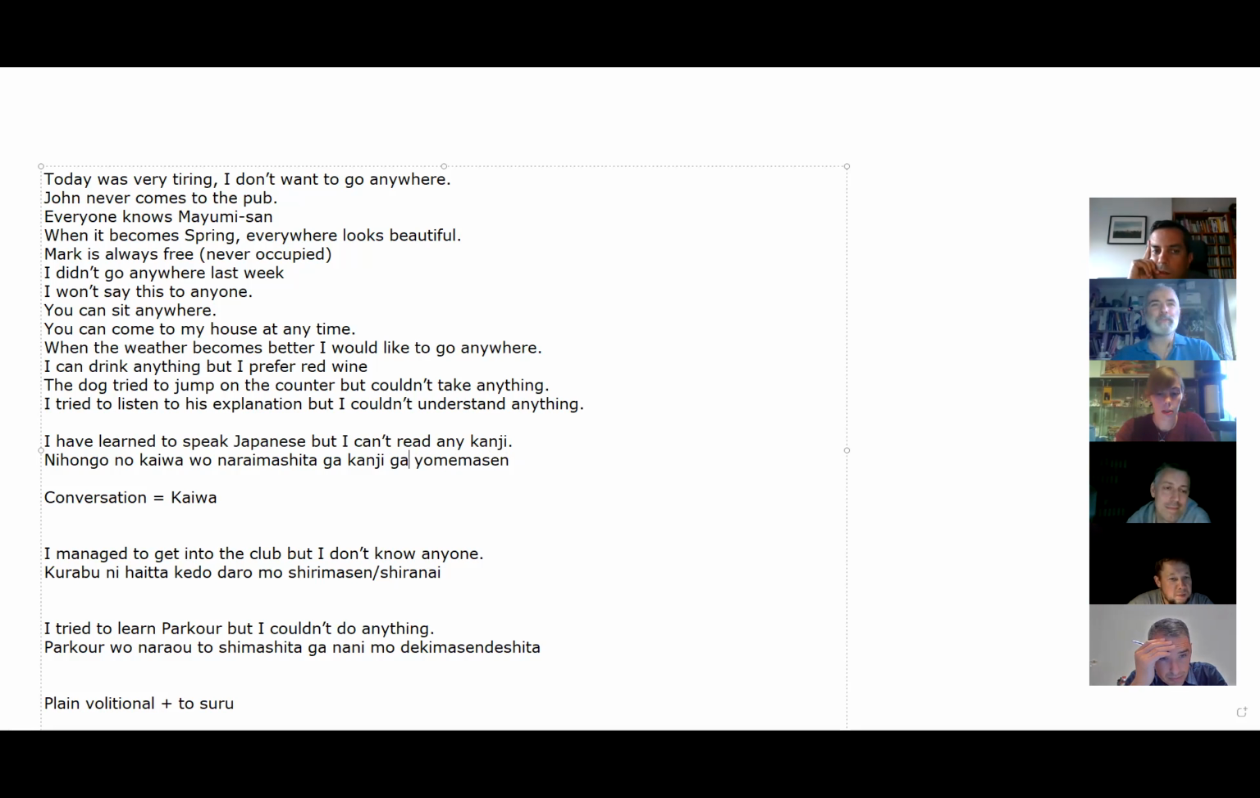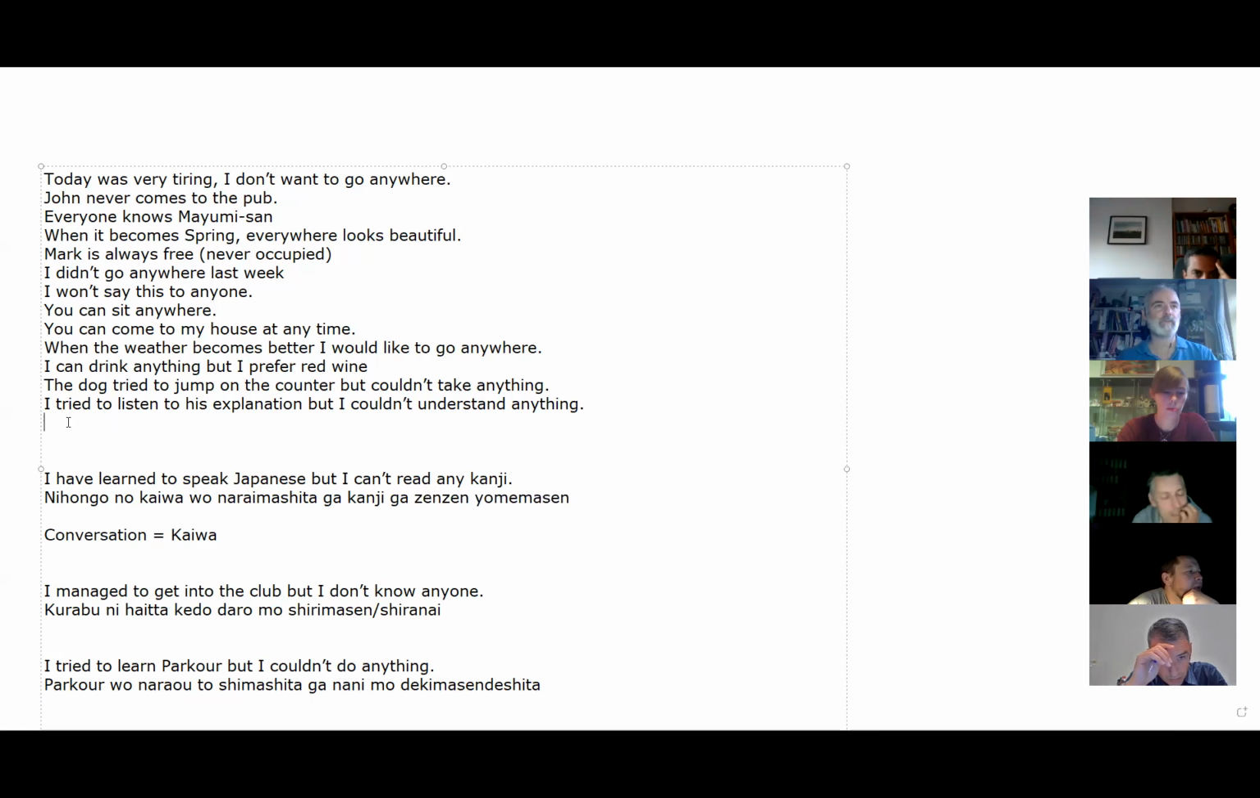But what I want you to try and work on is this: I can't read any kanji. Then we would say zen. Very good. This is exactly kanji ga zen yomemasen. Can I please ask before this? Sure. Why is kanji ga not kanji o then? This is a potential verb here. Okay, thank you.